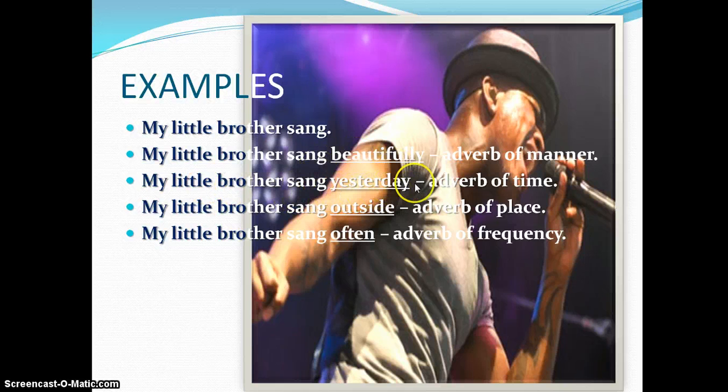The next example is my little brother sang yesterday. Look at this word I underline here, yesterday. It is an adverb of time because it tells us when my little brother sang. It describes the verb by telling us when the verb happened. Now, the next example is my little brother sang outside. Outside is underlined and it is the adverb of place. It is telling us where my little brother sang. Now the last example is often. It tells us how frequently my little brother sang. This is what we call an adverb of frequency. It tells us how often.